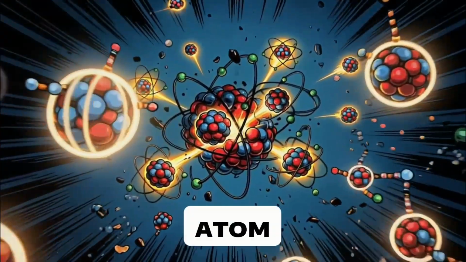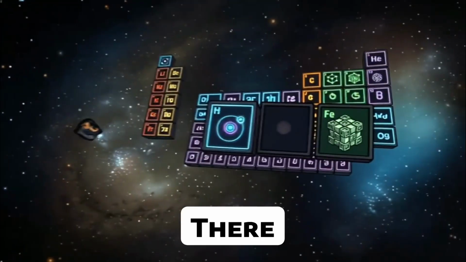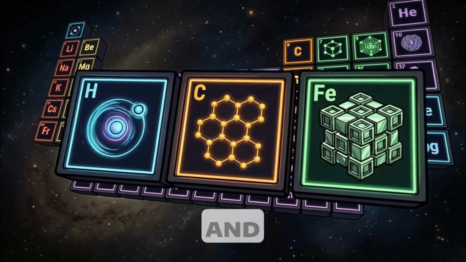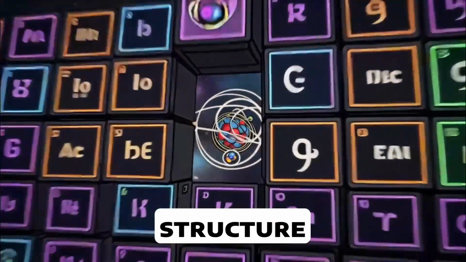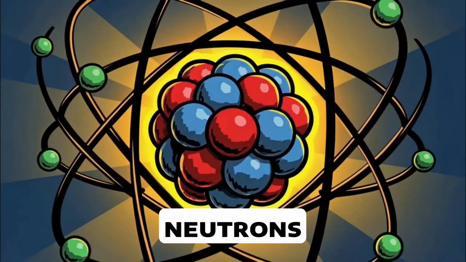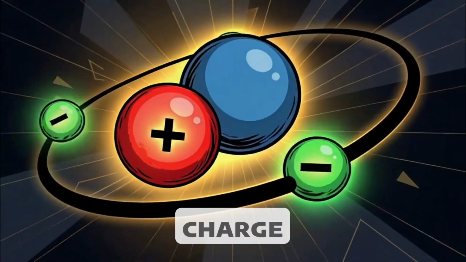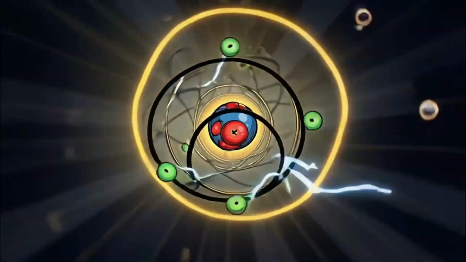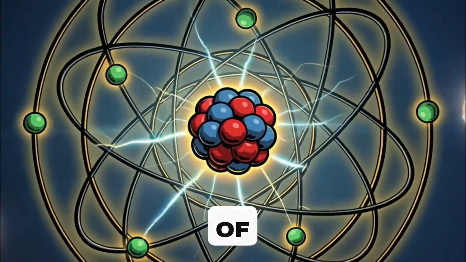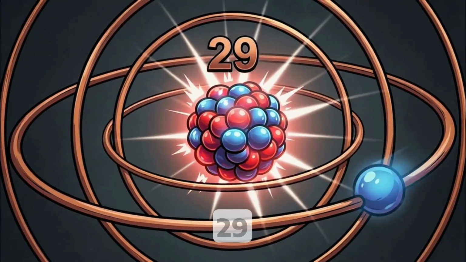Everything begins with the atom. Matter is made of molecules, and molecules are made of atoms. There are more than 103 elements, and each one has its own atomic structure. At the center of the atom is the nucleus, containing protons and neutrons. Orbiting the nucleus are electrons. Protons carry a positive charge, electrons carry a negative charge, and neutrons carry no charge. In a balanced atom, the number of protons and electrons is equal. Copper, for example, has 29 protons, so its atomic number is 29.